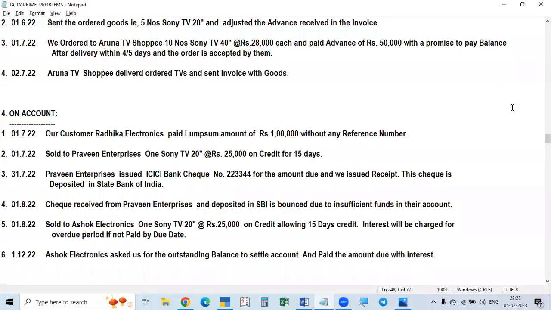Then on 31st July, Pravin Enterprises issued an ICICI Bank check number so and so for the amount due, and we issued the receipt. The check is deposited in the State Bank. Whenever you receive a check, you will deposit it in our bank. So on 31st July, we are making the receipt.